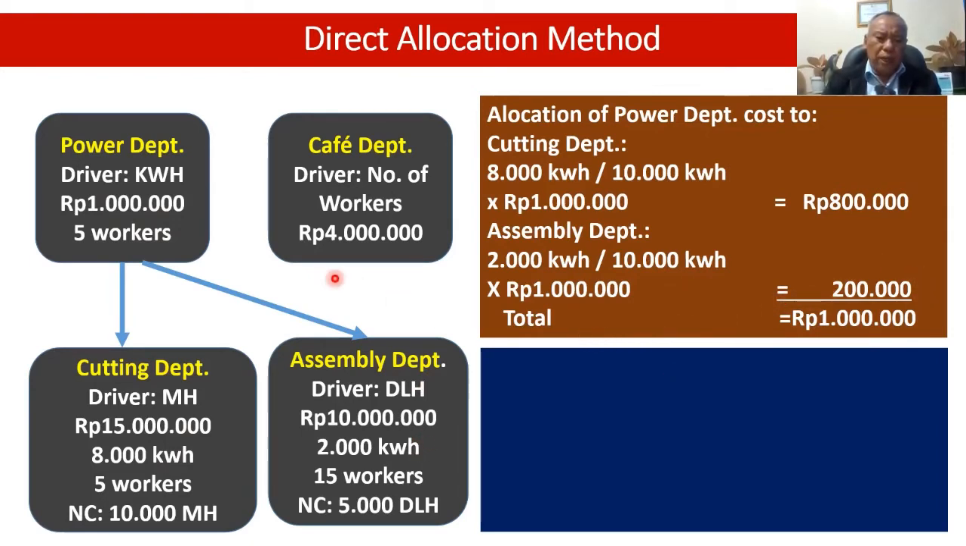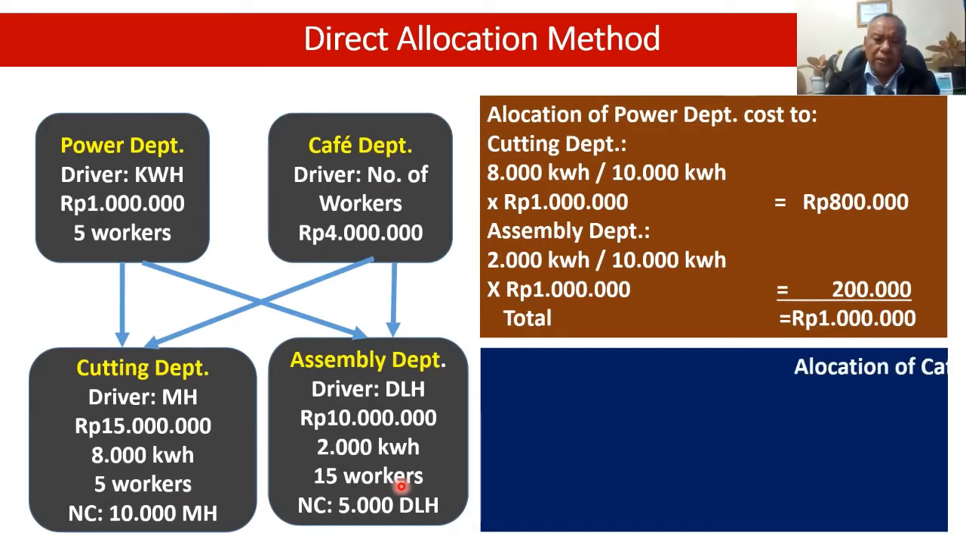The same way actually for cafe department. In this case, the driver that we use is the number of workers. So we have to know the number of workers in the cutting department and the assembly department. For example, in this case, cutting department has 5 workers and assembly department has 15 workers. So we allocate the cafe department costs to cutting department and also the assembly department.